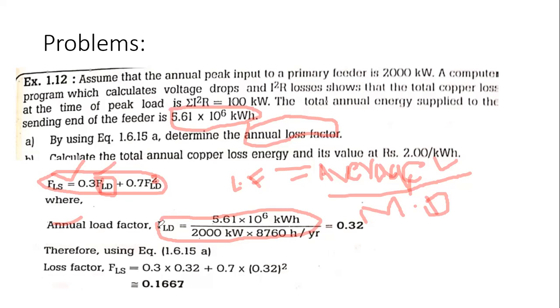Therefore, the load factor is equal to the average load by maximum demand. The average load is 5.61 into 10 power 6 kilowatt hour, divided by the maximum demand. What is that maximum demand? Maximum demand is the peak load, that is 2000 kilowatts into hours. How many hours are there? 8760 hours in a year.